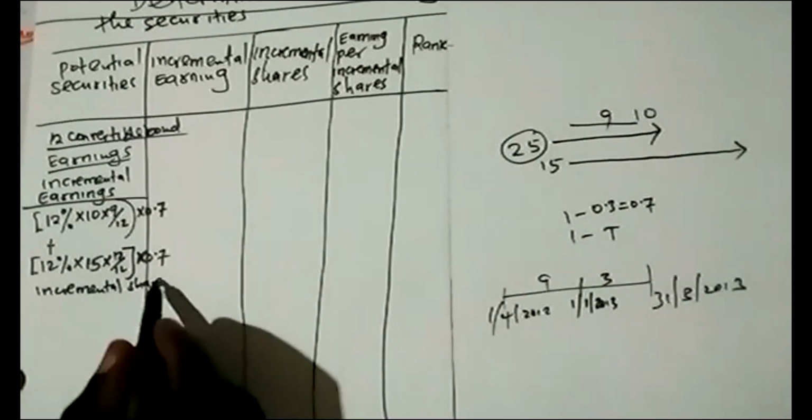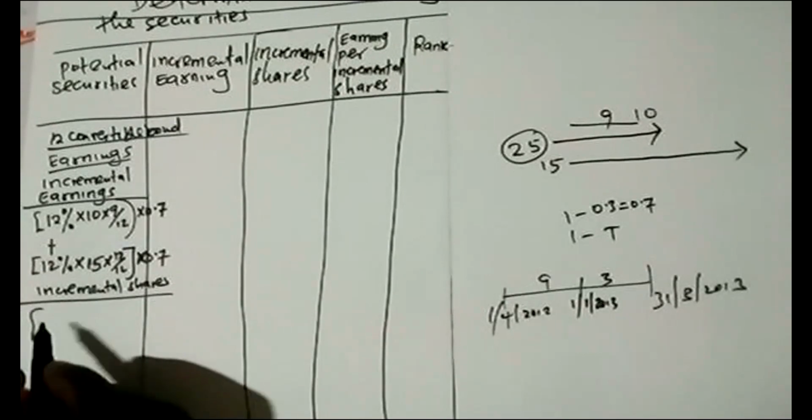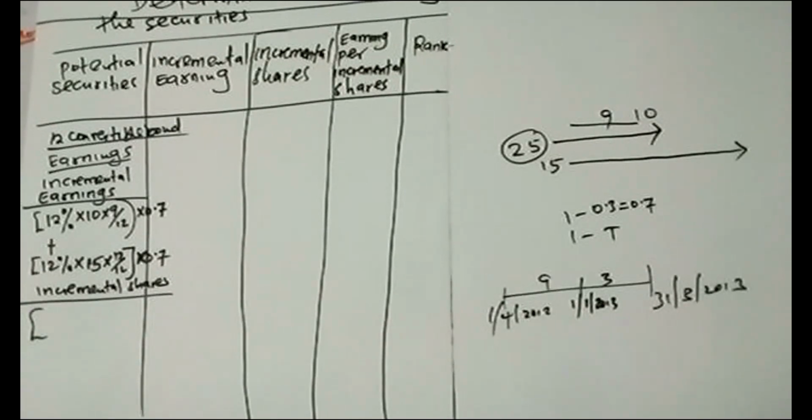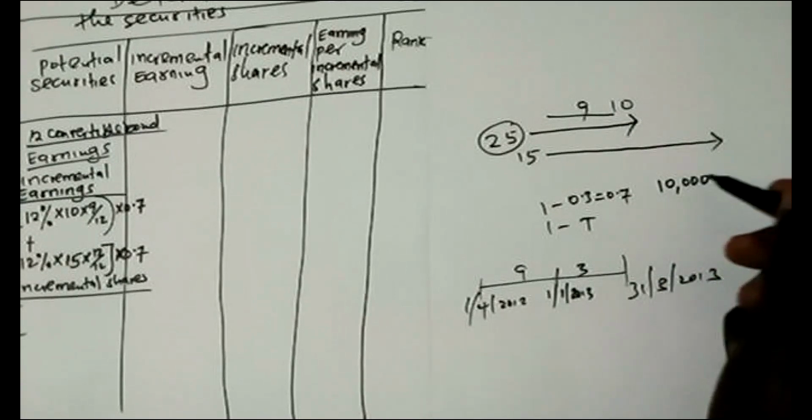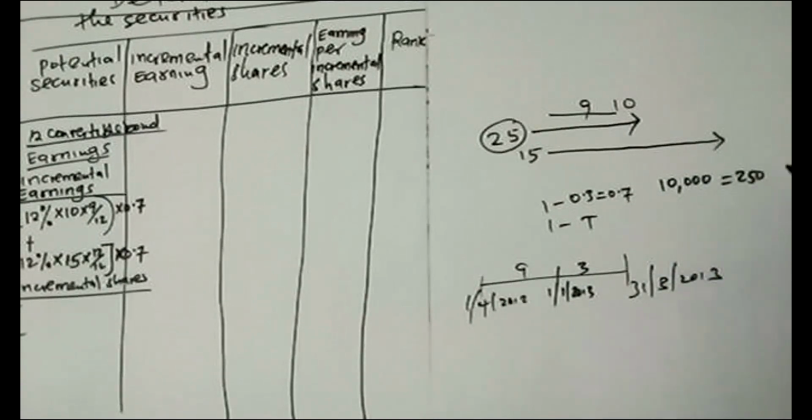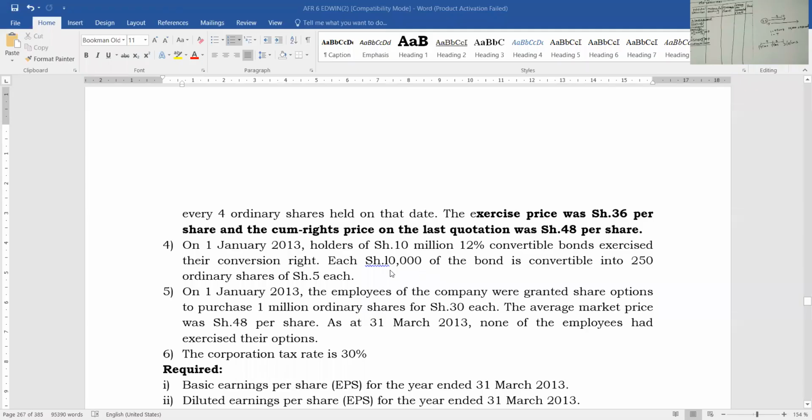Then incremental shares, this one is again very simple. For incremental shares, it's all about the proportion which was used when they were converting. Remember, it was for every 10,000, they were converting to 250 ordinary shares. That is the proportion which was provided in the additional information. So each 10,000 of the bond is converted into 250 ordinary shares of shillings 5 each.